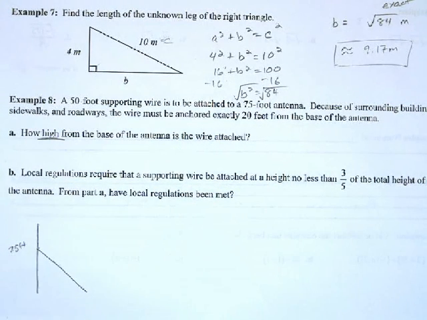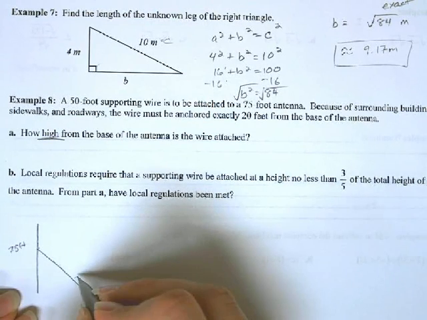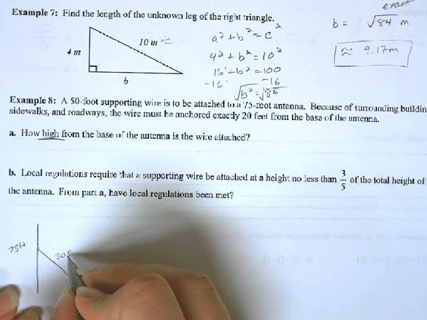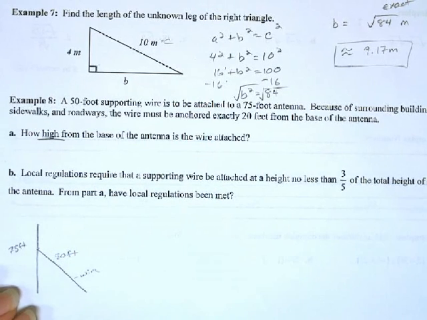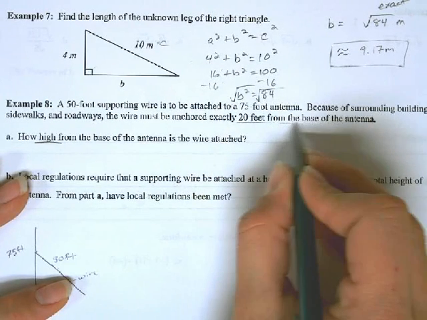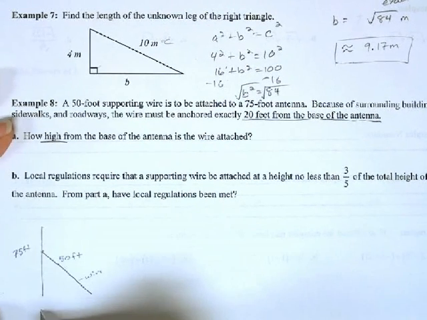They help hold these things up in place for when the wind blows and all that stuff. So here's my supporting wire. I know my wire is 50 feet, so this piece right here is going to be 50 feet. I also know that the wire must be anchored exactly 20 feet from the base of the antenna. So where it's anchored, it says from the base of the antenna.